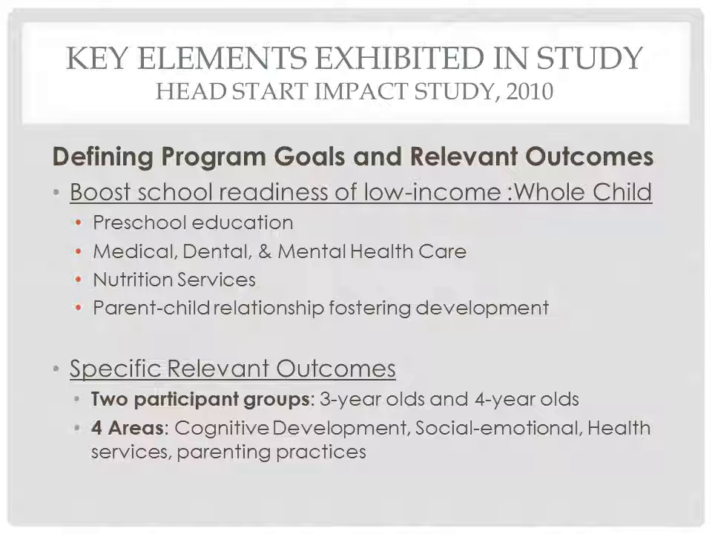Another key element present in this evaluation was defining program goals and relevant outcomes. The goal of Head Start since 1965, as part of the War on Poverty, is to boost the school readiness of low-income children, and this is based on a whole child model including the areas of preschool education, medical, dental, and mental health care, nutritional services, and fostering positive parent-child relationships. It then outlined that the study is seeking whether there's a positive impact for Head Start participants in the areas of school readiness and parental practices, and goes into great detail in each category using a control group. The categories that they used were 3 and 4-year-olds based on the year that they started, and the areas that they examined were cognitive development, social emotional development, health statuses and services, and positive parenting practices.